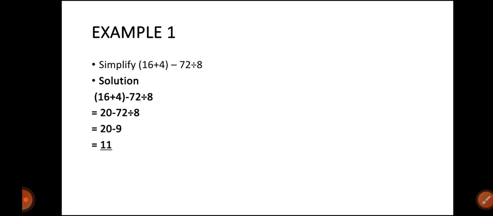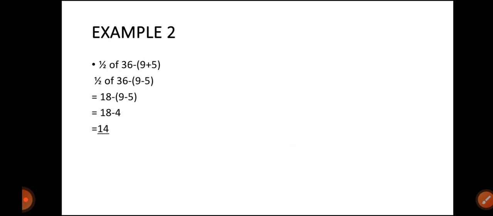Let's look at what we do with 72 divided by 8. We all know that 72 divided by 8 is 9. Now we have 20 minus 9. Our answer is 11. I don't know why this will be so difficult for some people that will want to tell me they don't understand it. As simple as anything. Let's look at the second example.